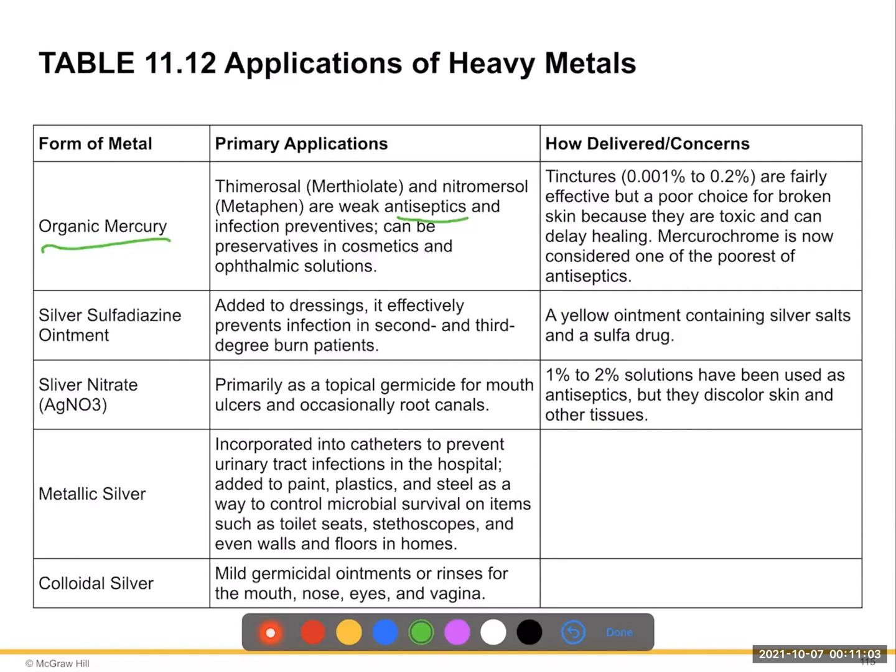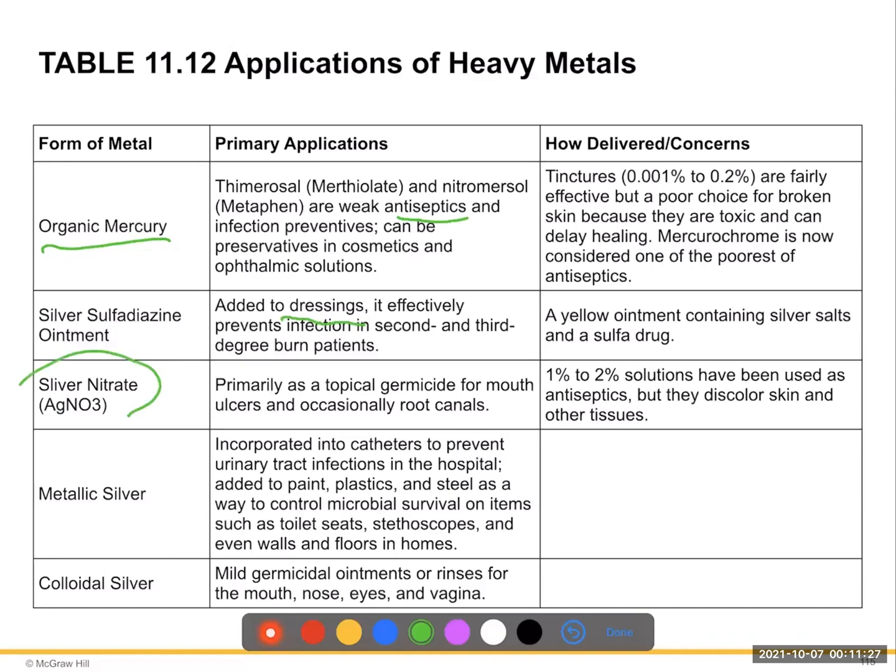They used to use mercury as a preservative. That is not done anymore. I don't think there was scientists backing it up, but a lot of people claimed it caused autism. I don't think that's ever been proven, but mercury used to be used as a preservative in some of our flu vaccines. Silver sulfadiazine ointment. Okay, we use it for dressings. Prevents infection in 2nd and 3rd degree burn patients.